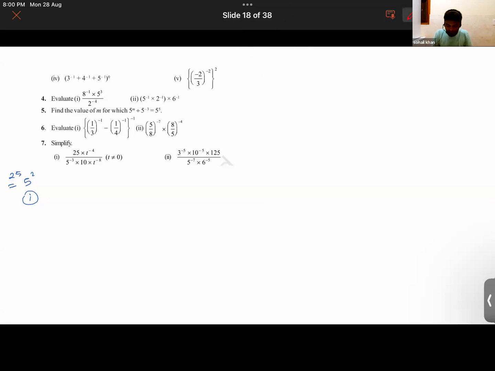Let's solve it. 25 multiplied by t raised to the power minus 4 upon 5 raised to the power minus 3 into 10 into t raised to the power minus 8, and t here is not equal to 0. So can we simplify the 10? We can simplify the 10 into 2 and 5. Yeah, we can do that also. But we will not be getting like bases for 2. It's 5 squared multiplied by t raised to the power minus 4 and 5 raised to the power minus 3 here into 10 into t raised to the power minus 8.